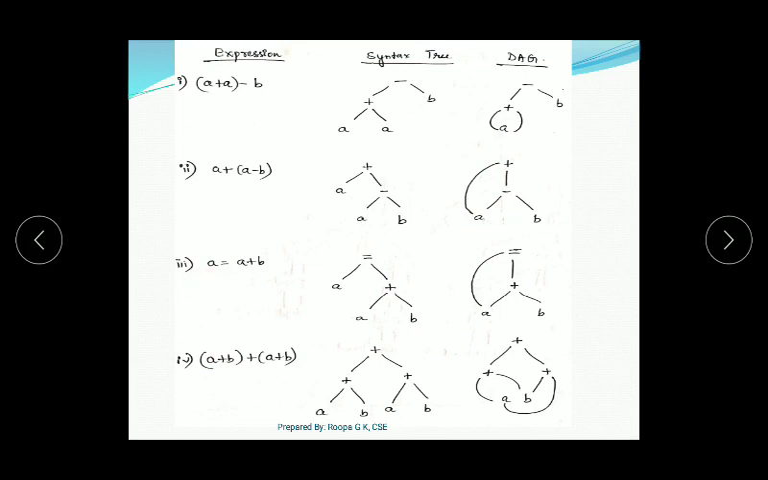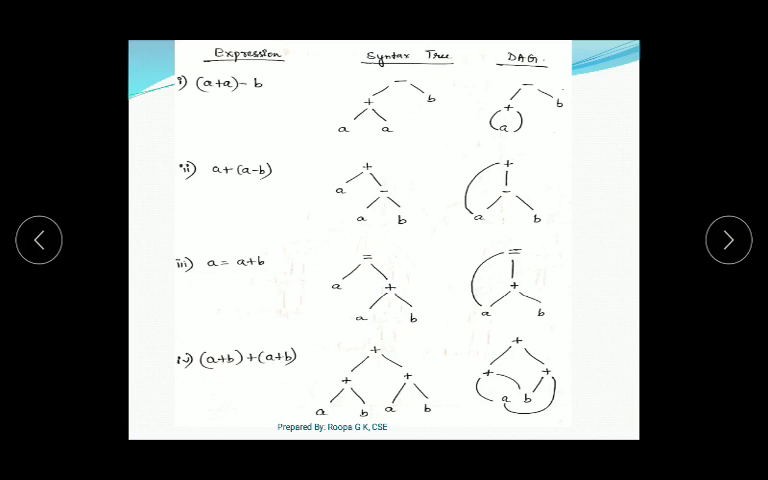a is equal to a plus b. Third example, syntax tree: a plus b, then it is assigned to a. So for the assignment operator, one operand is a and the other operand is plus. Coming to the DAG, the a plus b part is over, exactly similar to our previous case, except instead of plus we have minus. That's it.